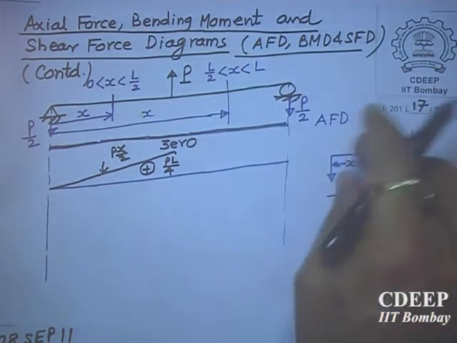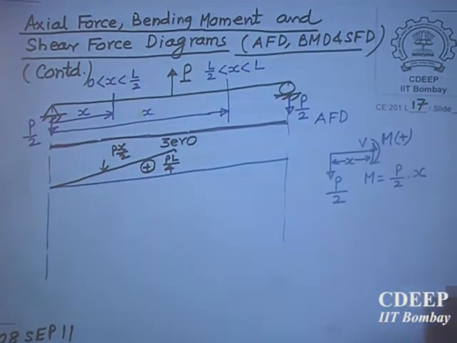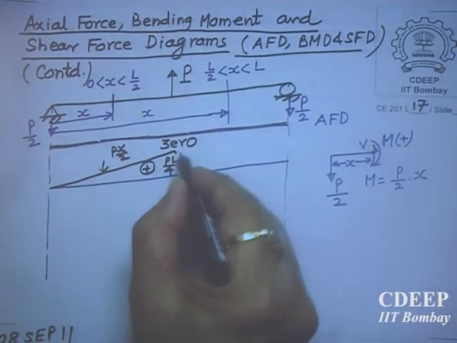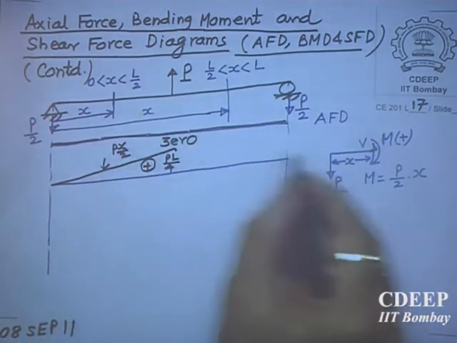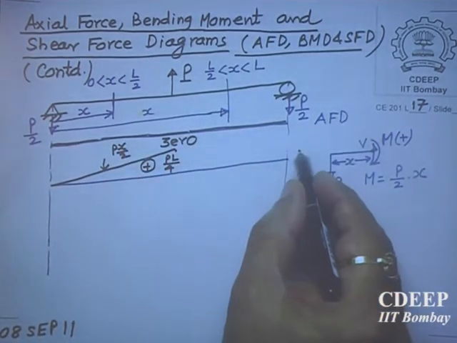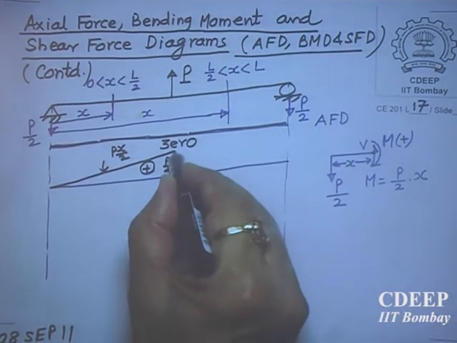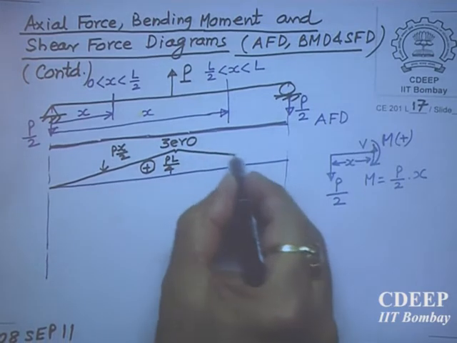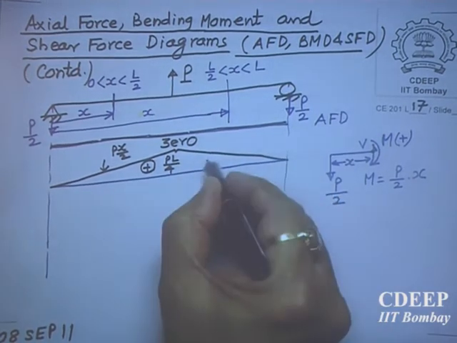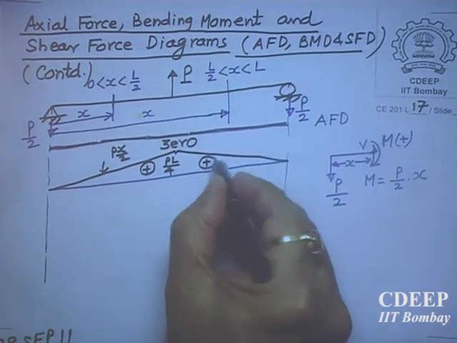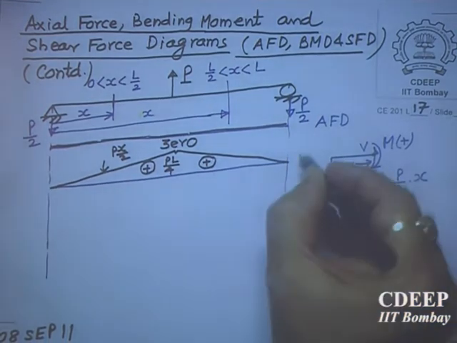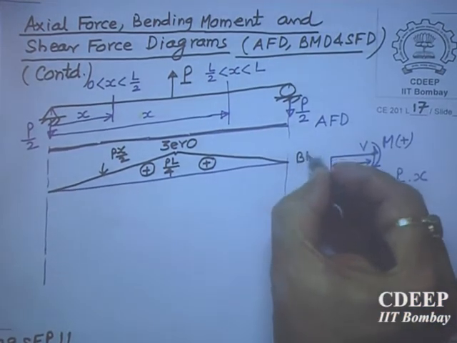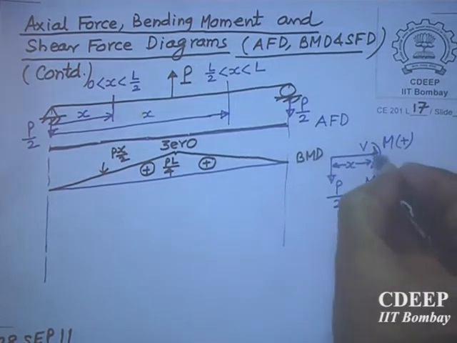And beyond this, I think I have already given you the free body diagram, and the other day also I discussed. It will be sloping down. So there is a kink here, and then it slopes down. This is also plus. So we have taken moment about this point.